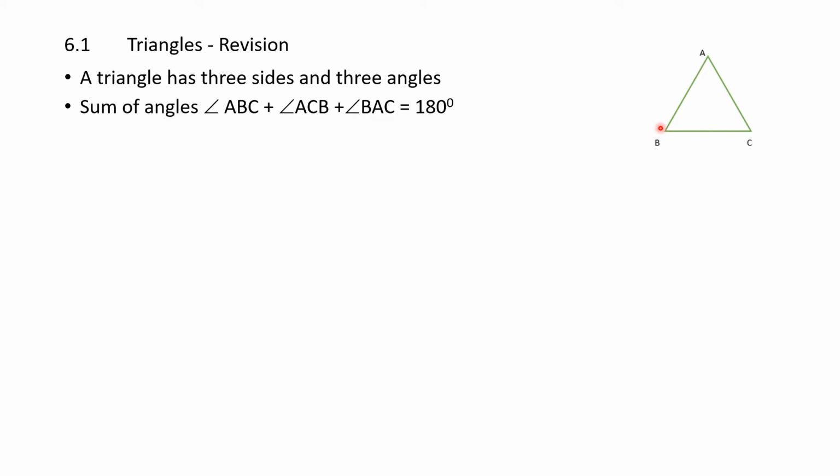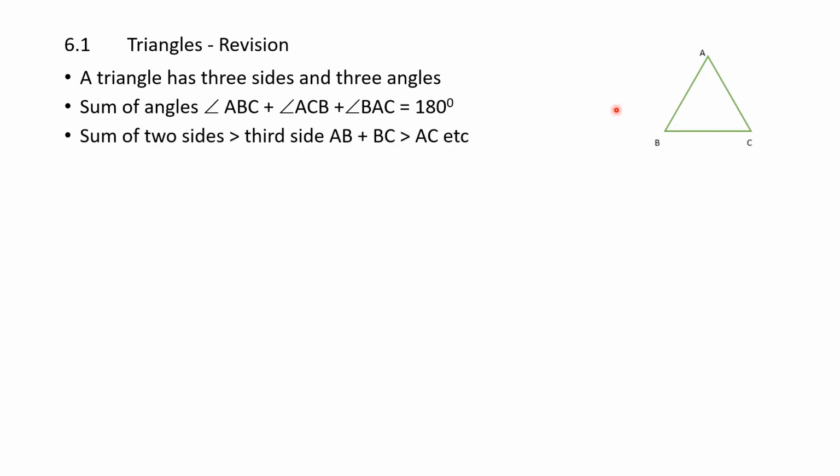And then another condition for a triangle is that angle ABC plus angle ACB plus angle BAC should be 180 degrees. That is, the sum of all the 3 internal angles should be 180 degrees.